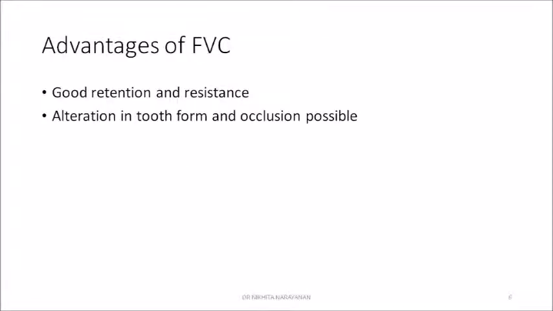Now the advantages of a full veneer restoration is it gives excellent retention and resistance because we are taking support from all the surfaces of the tooth. So the retention and resistance will be good as the surface area is more. And then alteration in tooth form and occlusion is possible. Again, because we are able to modify the tooth structure, modify the preparation according to the existing dentition, however we want the end result, it is possible to alter the tooth as well as the occlusion. So these are some of the advantages of a full veneer crown.